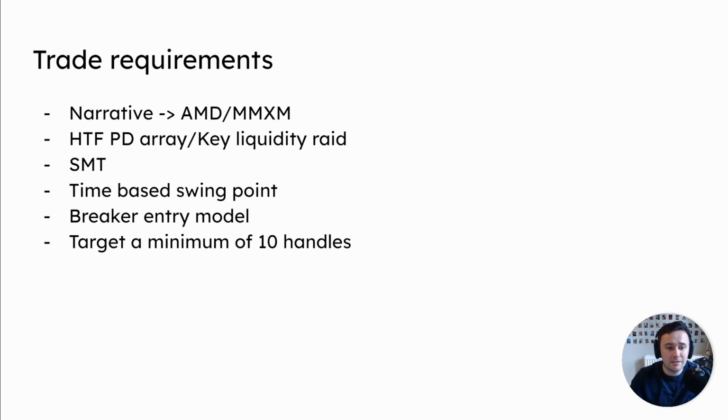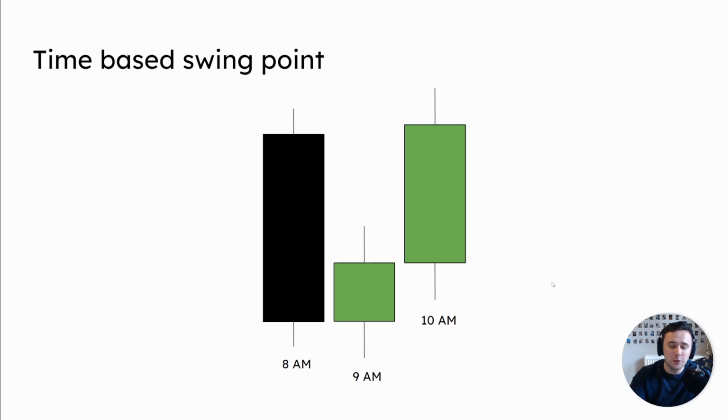You want to enter off of a breaker, and you want to have a target of a minimum of 10 handles. For the model itself, we want to see a time-based swing point because we want to play in on that expansion or distribution in the AM or in the PM session. But what do we want to see on the chart occur then?